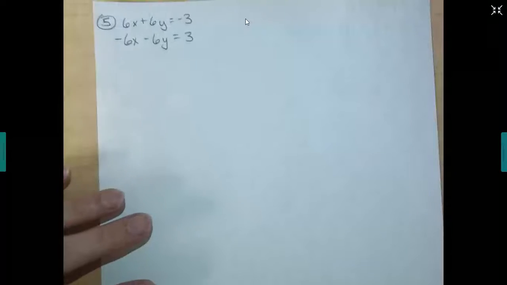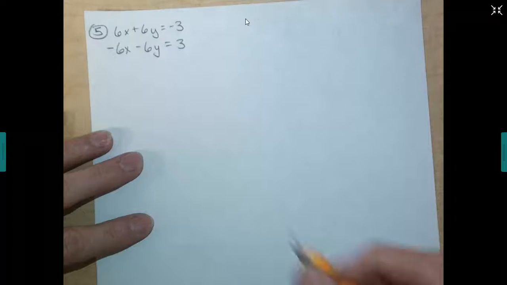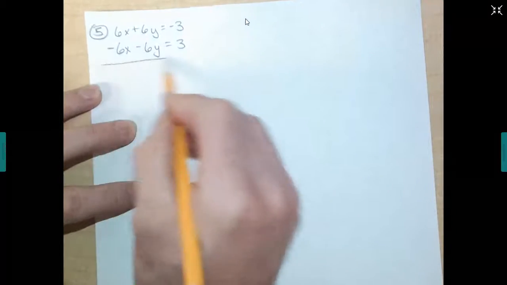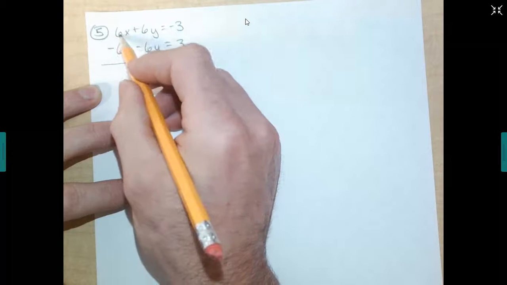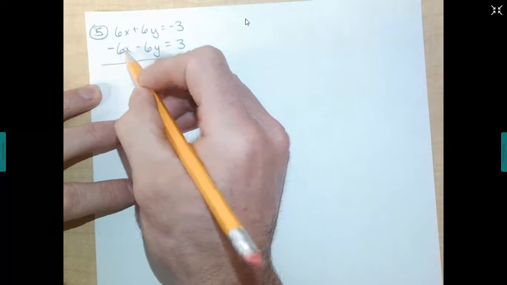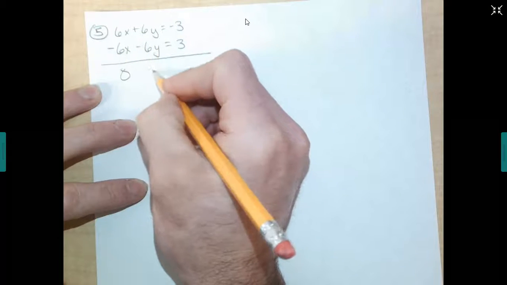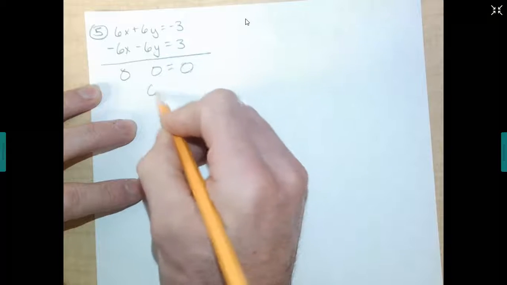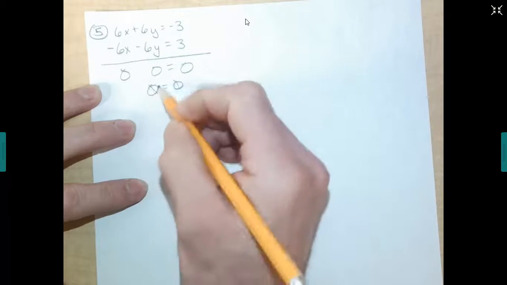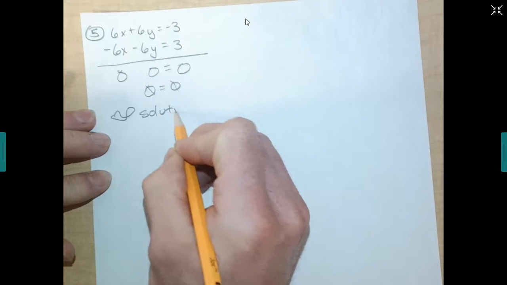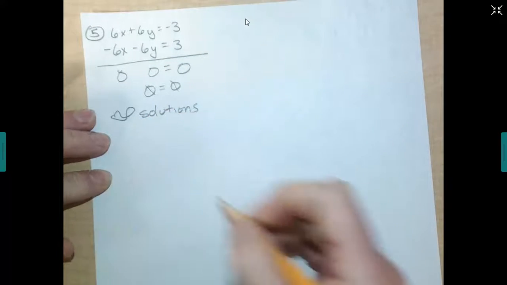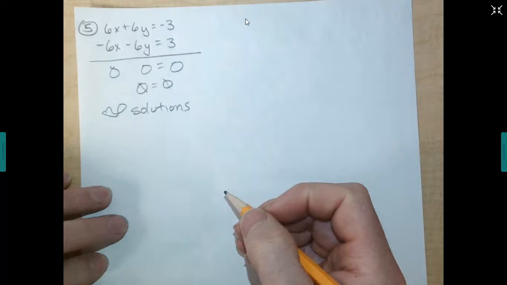So, how do I solve this using arithmetic? Well, I have a positive 6x and negative 6x. Let's just add them. Positive 6x, negative 6x is 0. Positive 6y, negative 6y is 0. 0, oh great. 0 equals 0. Infinite. Ooh, that's an ugly infinite. Infinite solutions. Again. Okay.